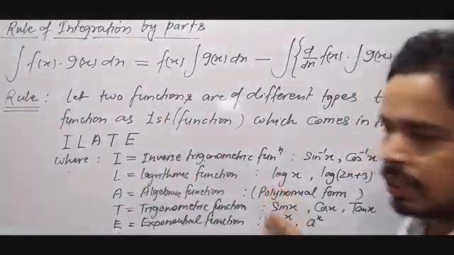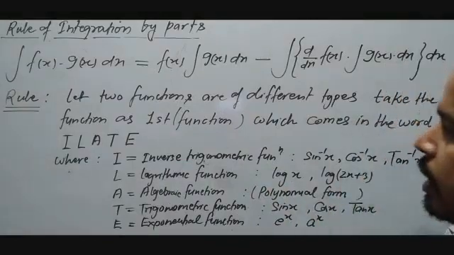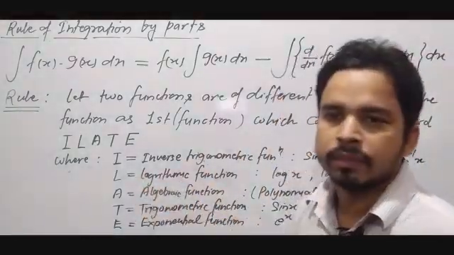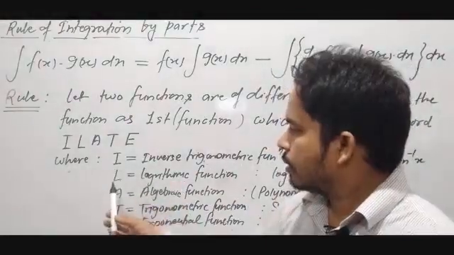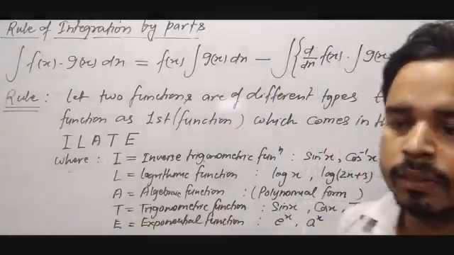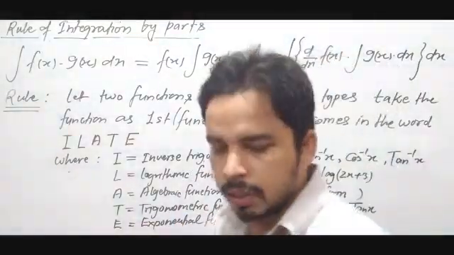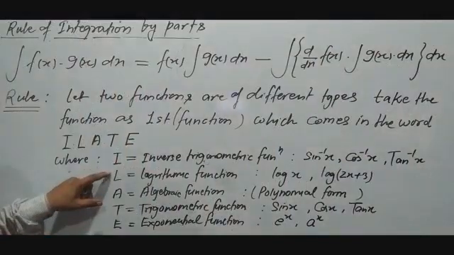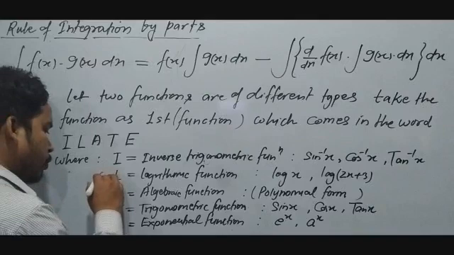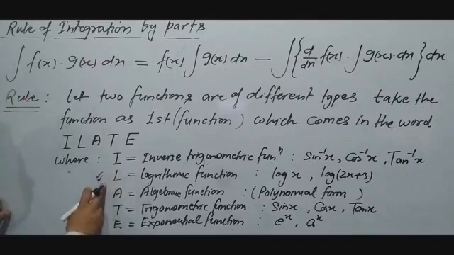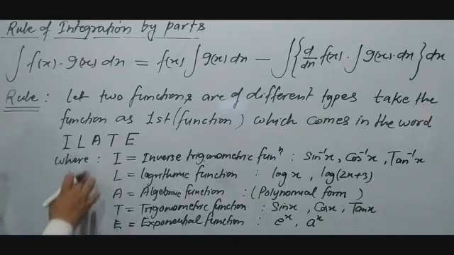which I should have to consider, which function I should take as the first function. Suppose you have two given functions, logarithmic and trigonometric. In that case, the first priority goes to the logarithmic function. You will take the log function as the first function. Now this topic is totally completed. So now come to the example.